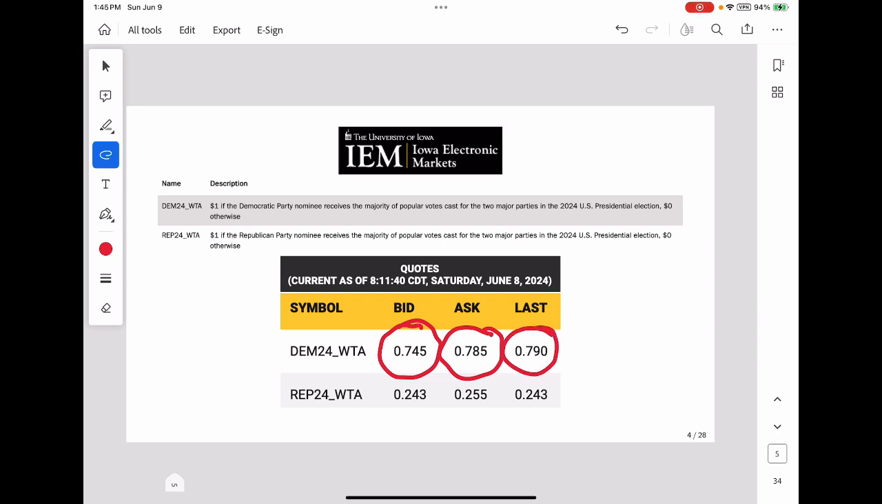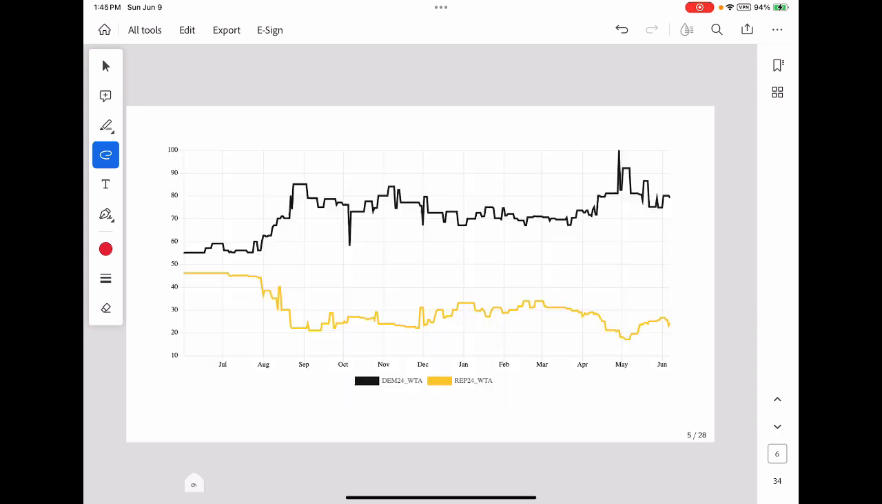So the last time there was a trade in this market, somebody paid 79 cents for a contract on the DEM WTA market, and the last trade for the Republican contract was about 24.3 cents. In fact, it was exactly 24.3 cents. And here you see a time series, the way in which these prices have changed over time, going back to June of this year.